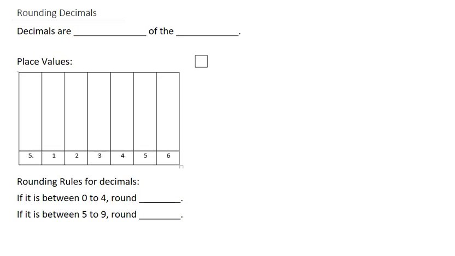Rounding decimals. Decimals are parts of the whole. So now let's look over place value. So we see when we have place value, we have a period. That indicates after that is when we enter the decimals, because anything to the left of it is whole numbers. So this is our ones place. And then you can see as we go to decimals, we go to the right.